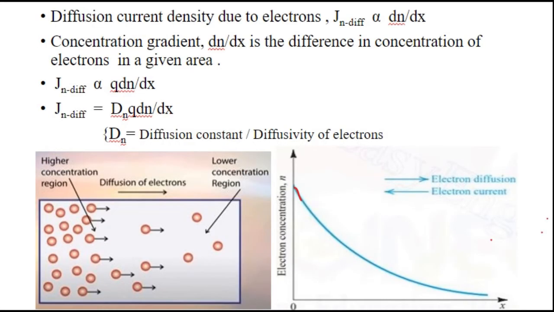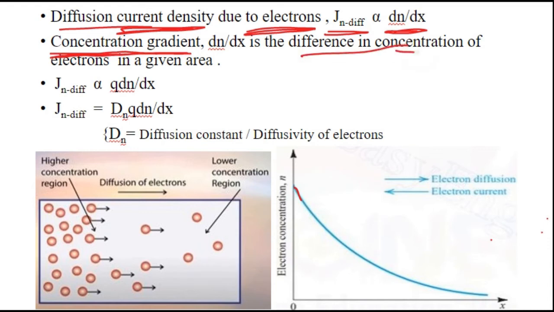Again, the diffusion current here is measured in terms of current density. So now for electrons, we will be finding the diffusion current density, that is Jn diffusion, which is proportional to dN by dx. Now what is dN by dx? dN by dx is called the concentration gradient. That is the difference in the concentration of electrons inside the semiconductor in a given area. So this can be measured with the help of a graph.